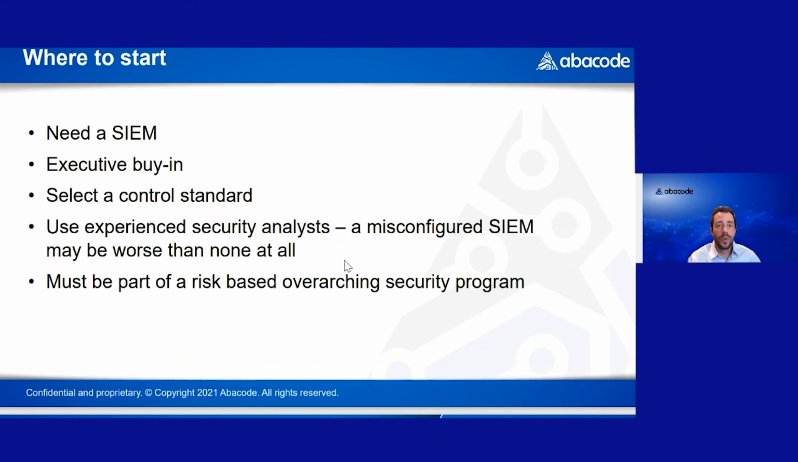Select a control standard. All the controls that we were talking about are listed in a myriad of security standards: ISO 27001, FedRAMP, CMMC. Depending on the industry you're in, there is a security standard that is already written out for you. It lists all the requirements you need to implement, and that will get you started in implementing a full security program, and specifically a Security Operations Center.